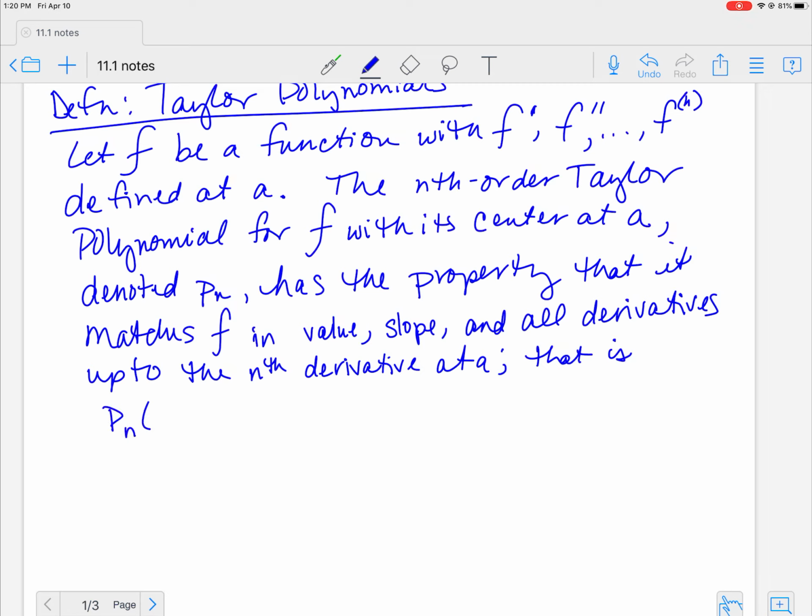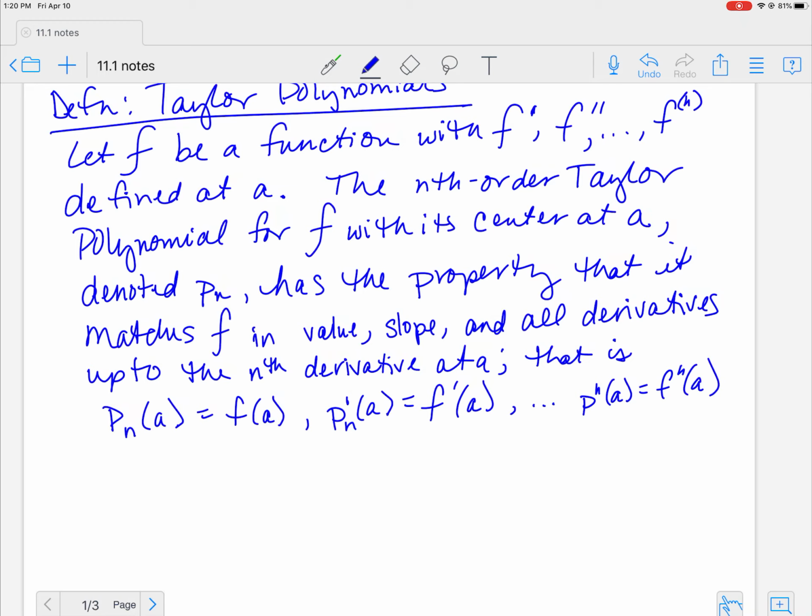That p sub n of a equals f of a, p sub n prime of a, because a is my input. So my first derivative is equal to f prime of a, so on and so forth. The nth derivative of my polynomial is equal to the nth derivative of my function. All right. The nth order Taylor polynomial centered at a is this formula.